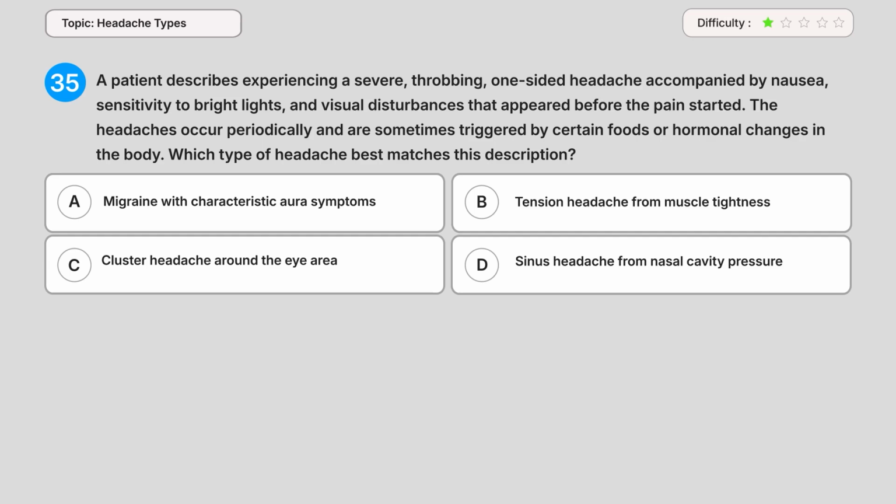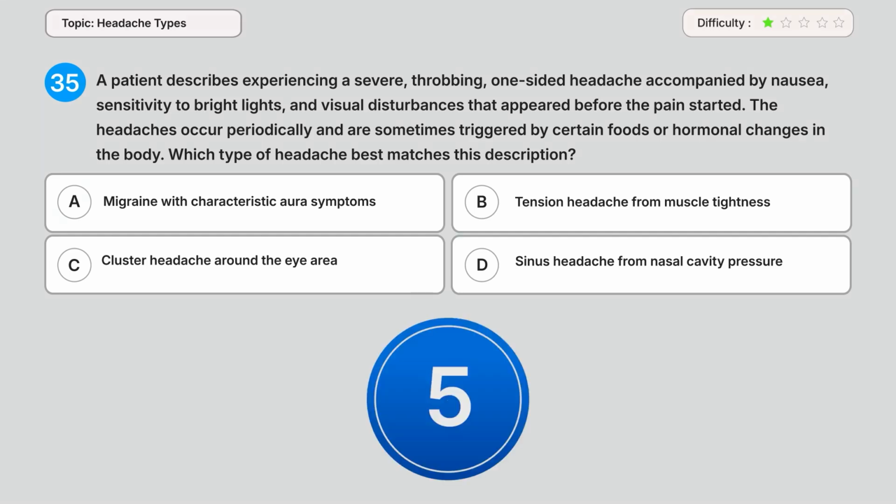A. Migraine with characteristic aura symptoms. B. Tension headache from muscle tightness. C. Cluster headache around the eye area. D. Sinus headache from nasal cavity pressure. Can you guess the answer?